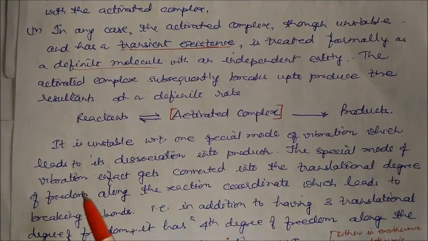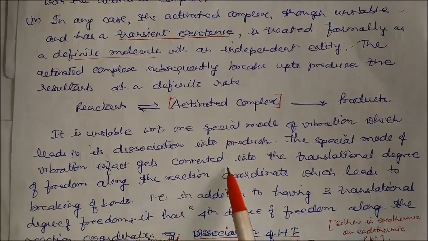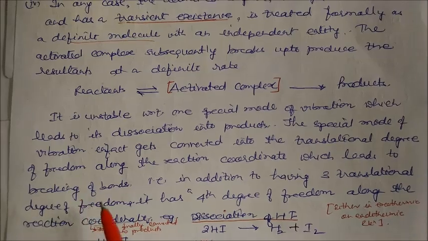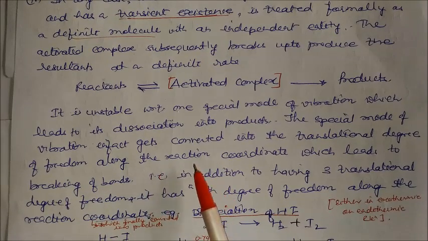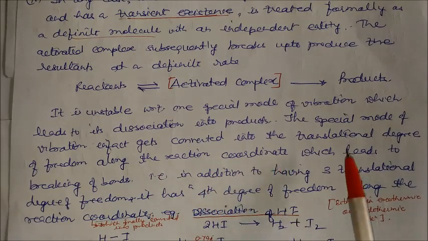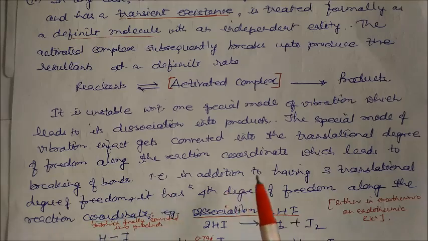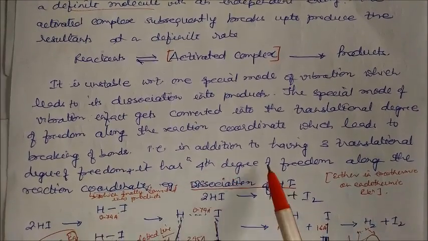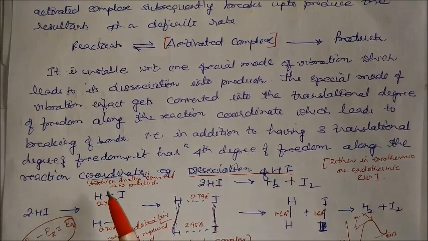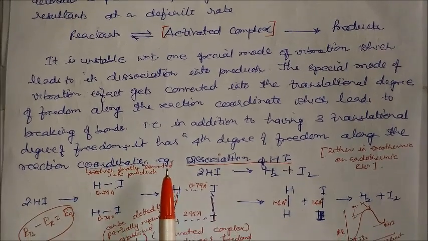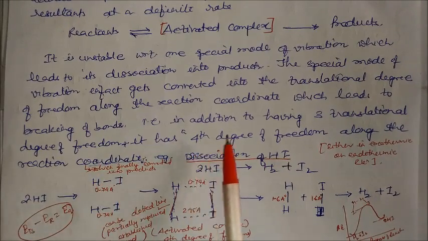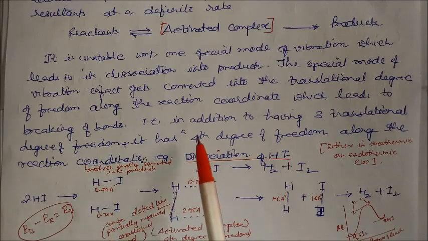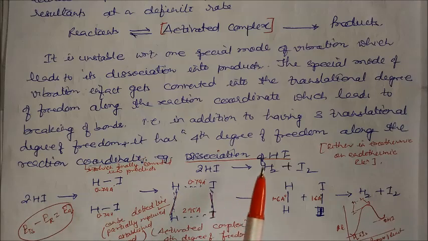The special mode of vibration, in fact, gets converted into a translational degree of freedom along the reaction coordinate, which leads to the breaking of bonds. That is, in addition to having 3 translational degrees of freedom, it has a 4th degree of freedom along the reaction coordinate, and this 4th degree of freedom finally converts into product. So this 4th degree of freedom is nothing but the activated complex. Let us see this through an illustrated example, and we will understand this concept.